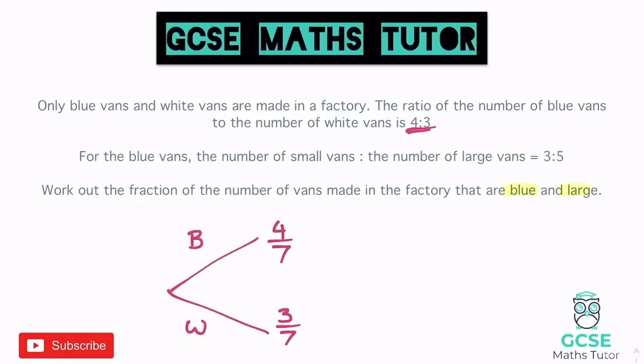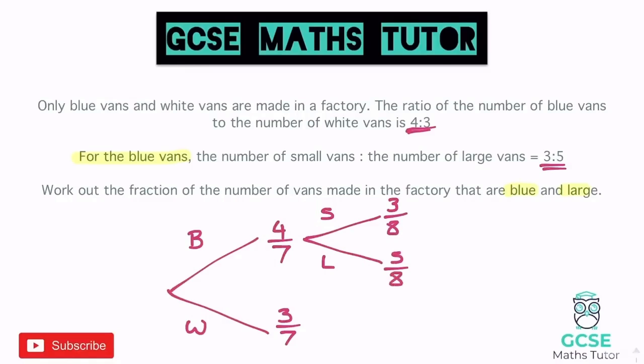Now, it only mentions anything to do with the blue vans here. And as these questions develop, we're going to have a look at ones where it mentions something about both branches. But in this particular question, it just says for the blue vans, we've got small and large. So we're only going to do another branch coming off the blue vans here. And that's going to be our small ones and our large ones. And again, we've got a ratio here, it's 3:5, so it's out of 8 in total. So for the small vans there, that's the 3, and that's 3 out of 8. And for the large vans there, it's 5, and again, that's 5 out of 8.